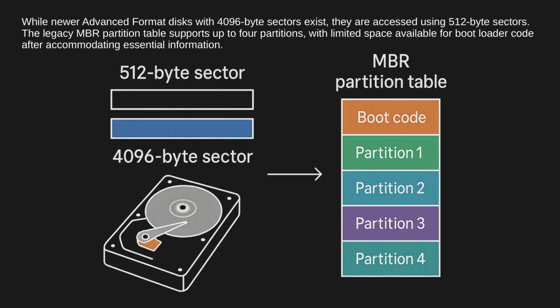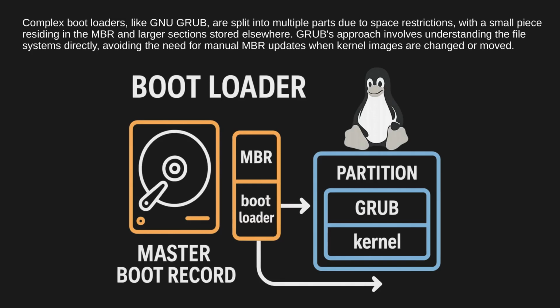The legacy MBR partition table supports up to 4 partitions, with limited space available for bootloader code after accommodating essential information. Complex bootloaders like GNU GRUB are split into multiple parts due to space restrictions, with a small piece residing in the MBR and larger sections stored elsewhere.